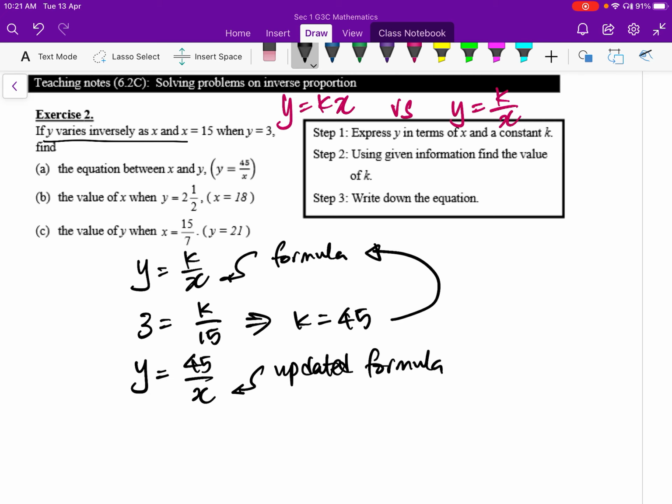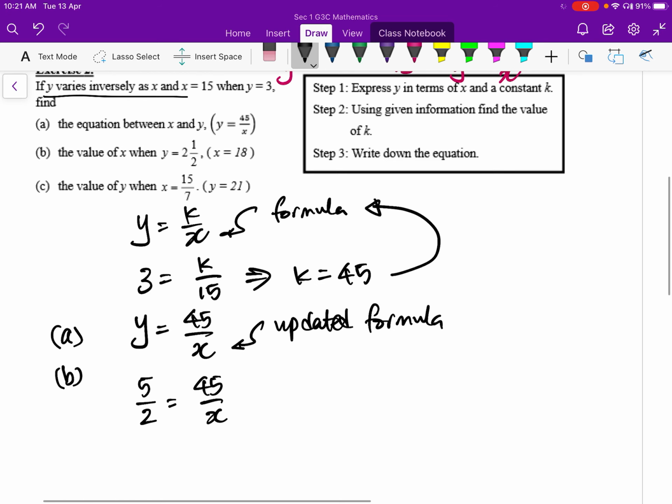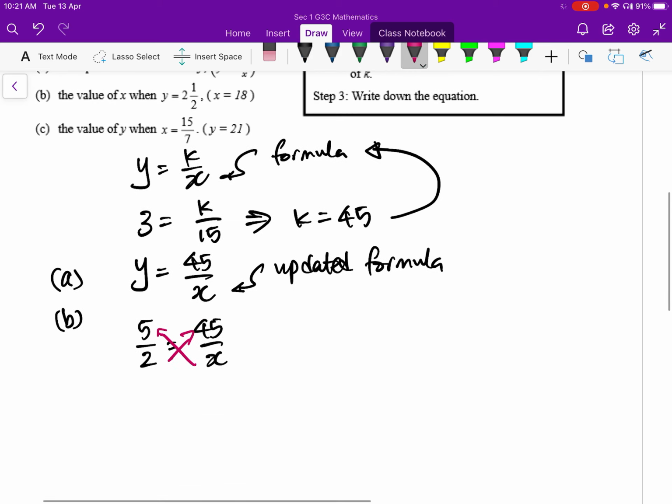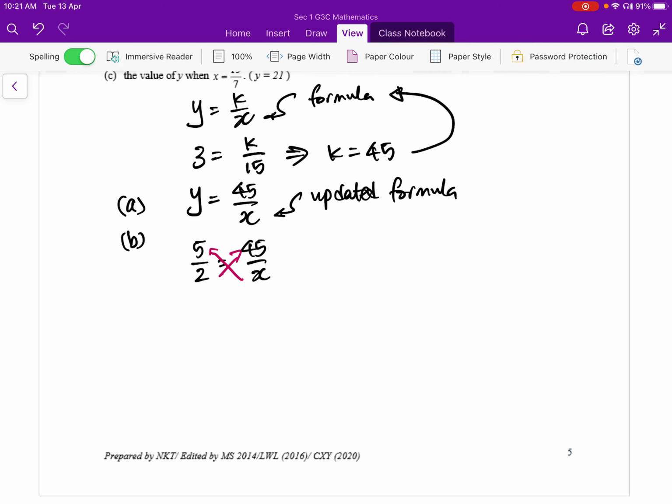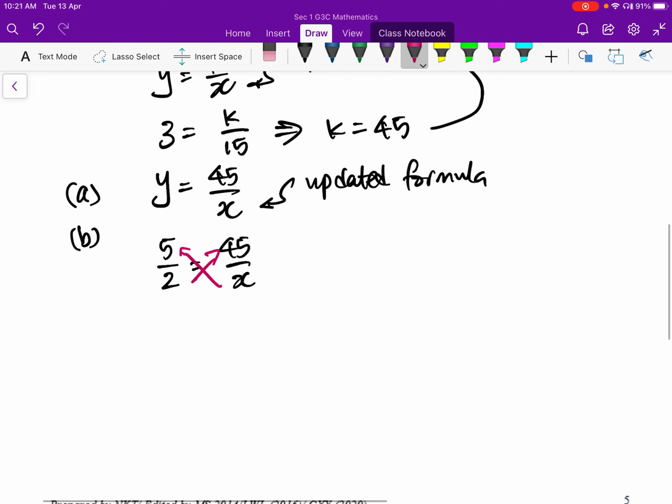Then part A is already done. Part B, the value of x when y is equal to 2.5. 2.5 is actually 5 over 2. So substitution, 5 over 2 equals 45 over x. Then you carry on with your usual working. You have a fraction equal to fraction, multiply them diagonally. So you end up with 5x equals 90. X equals, divided by 5, 18. X equals 18.